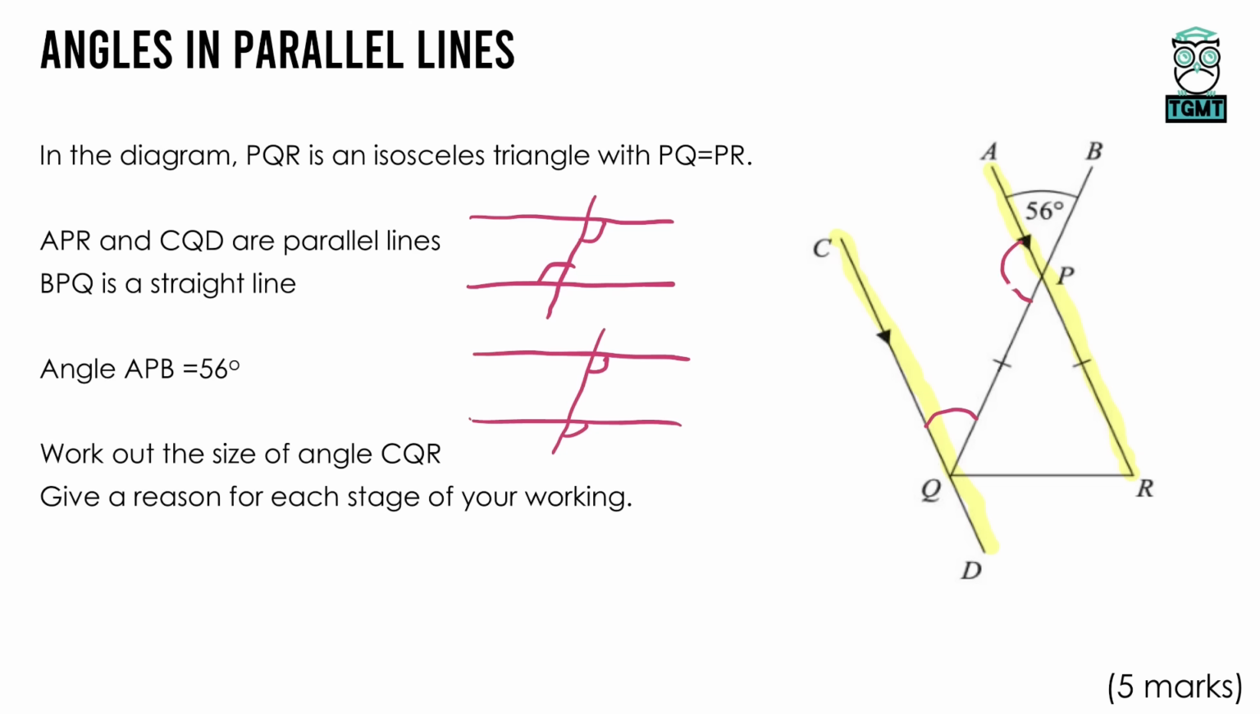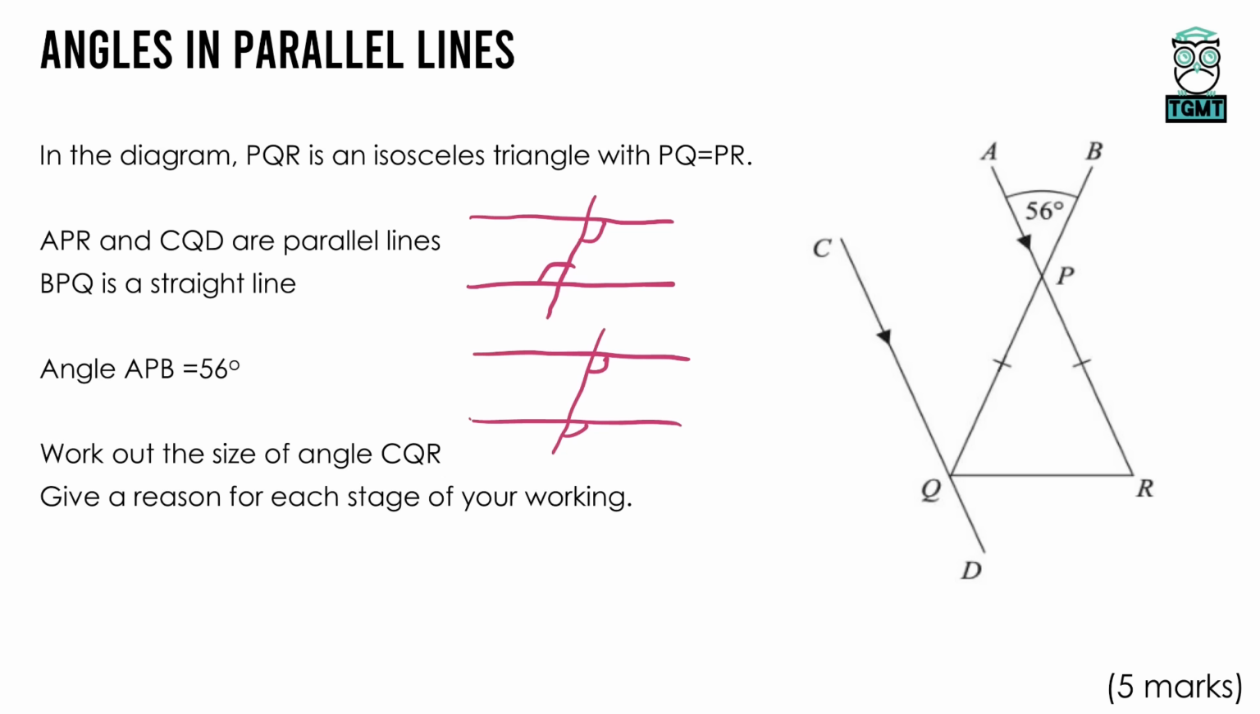So it's probably not likely that those are the same. But let's have a look. This question says APR and CQD are parallel, which we identified. BPQ is a straight line, the one passing through. Angle APB is 56. Work out the size of CQR.